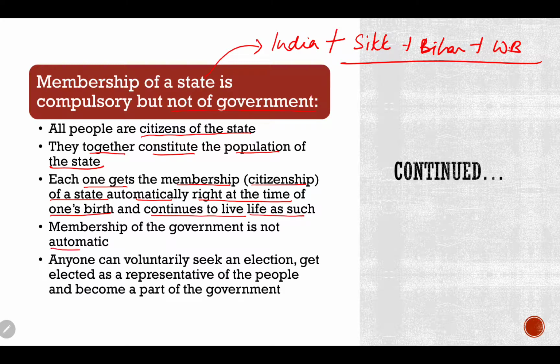Membership of government is not automatic, but anyone can voluntarily seek an election, get elected as a representative of the people, and become a part of the government. So this is very simple. You can analyze yourself how this working mechanism takes place.